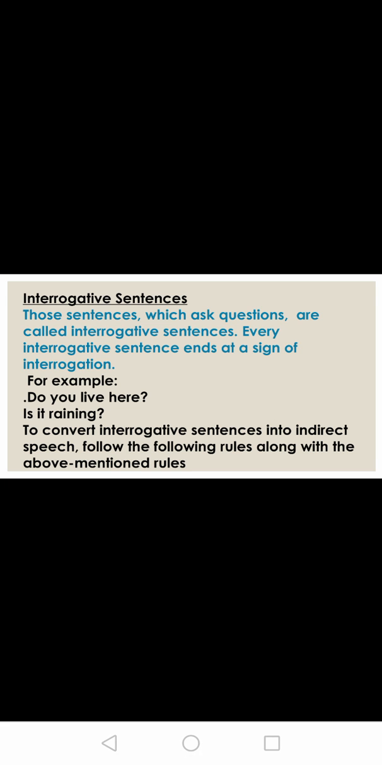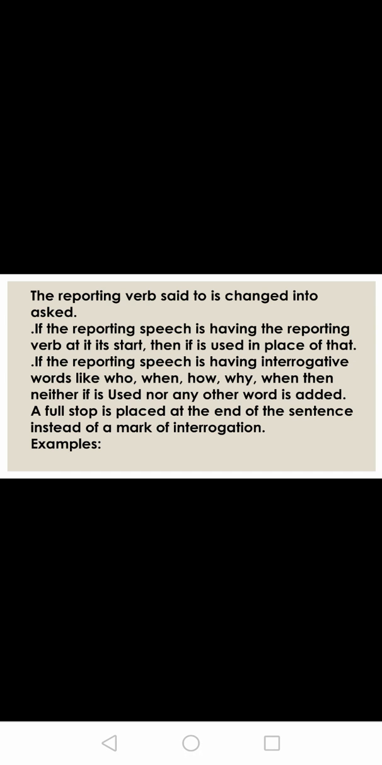Now the next sentences are interrogative. Those sentences which ask questions are called interrogative sentences. Every interrogative sentence ends with a sign of interrogation, that is a question mark. Do you live here? Is it raining? These are the questions. To convert interrogative sentences into indirect speech, follow the following rules.